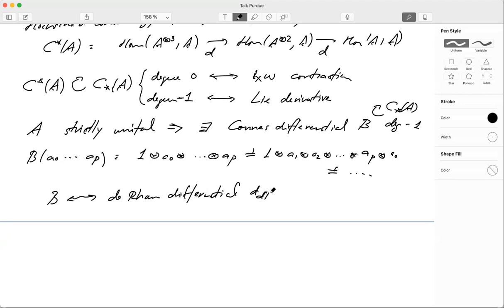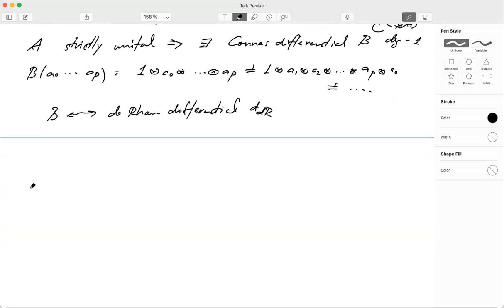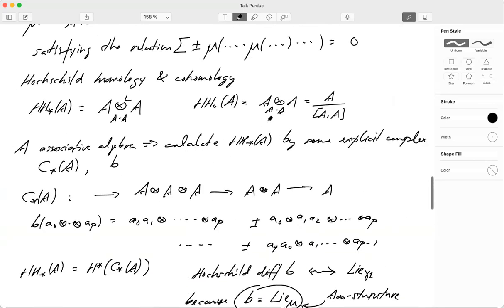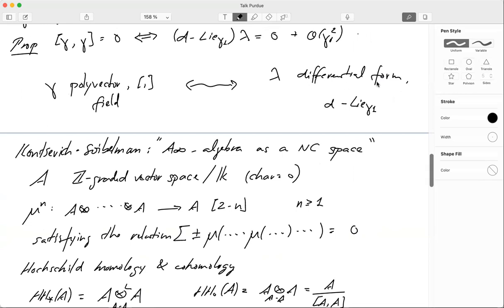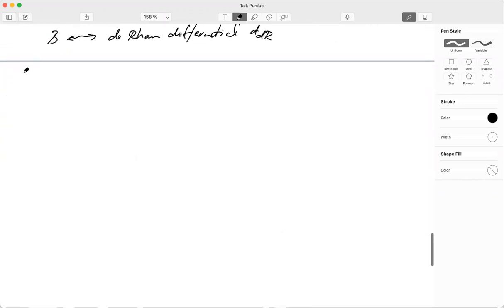De Rham. Right, so we kind of know what it's supposed to be. Our version of forms with this funny differential is going to be Hochschild chains with some shifted differential. And the version that's going to appear is this thing called negative cyclic homology.